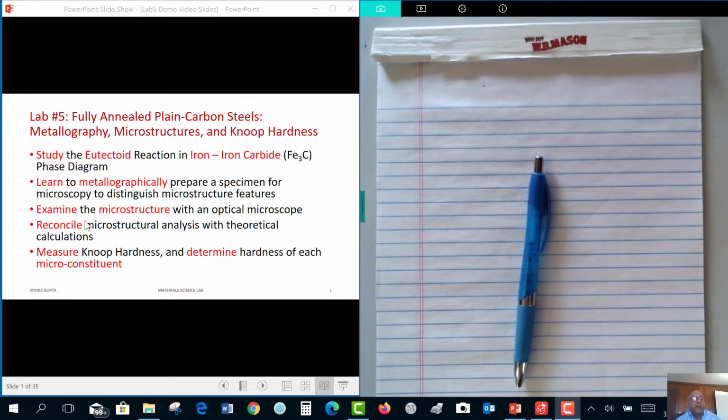And then in the third part, we are going to look at the microstructures of these steels under an optical microscope. We are going to reconcile the image analysis that we are going to do with our theoretical calculations. And we are also going to measure Knoop hardness and determine the hardness of each microconstituent.